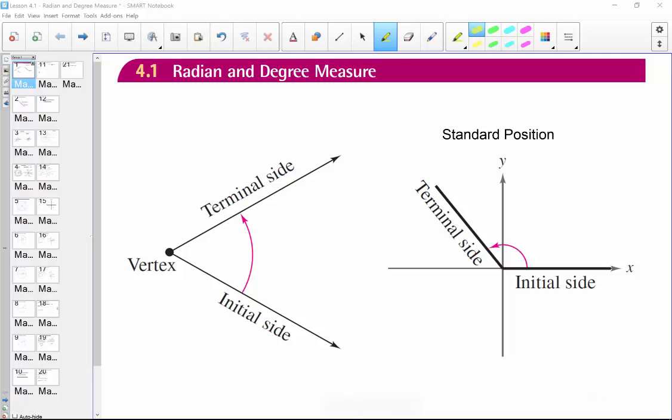There are two metrics for measuring angles, radians and degrees. Let's first look at the definition of an angle. An angle has two sides, an initial side and a terminal side, and they meet at a point called the vertex. Many of the angles that we'll look at are in the standard position. This means that the initial side of the angle lies on the x-axis, and the terminal side lies elsewhere.